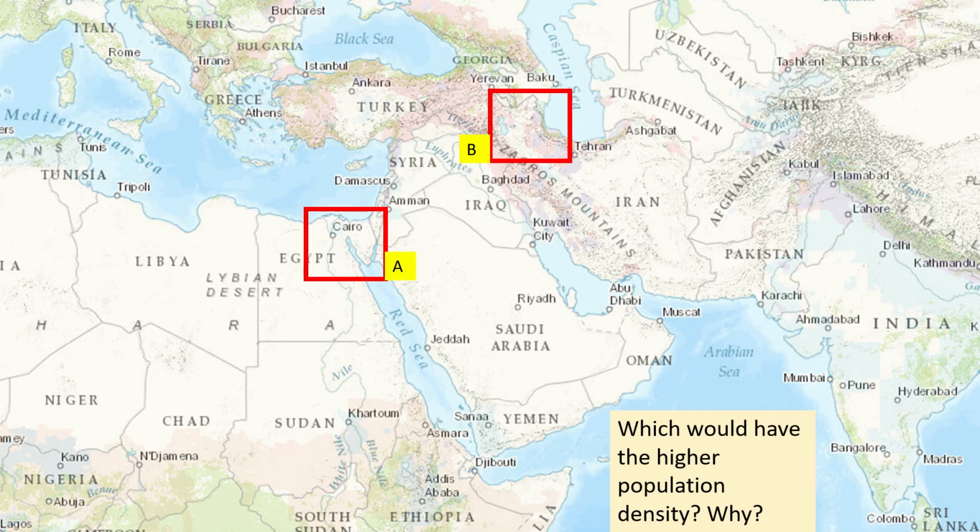The second reason is what we're going to look at now. So I've put two cities on the board now, two areas. I put this area of Egypt here, and I put this area of Iran and Iraq over here as well. Pause the video. Which of those two places would have a higher population density and why?